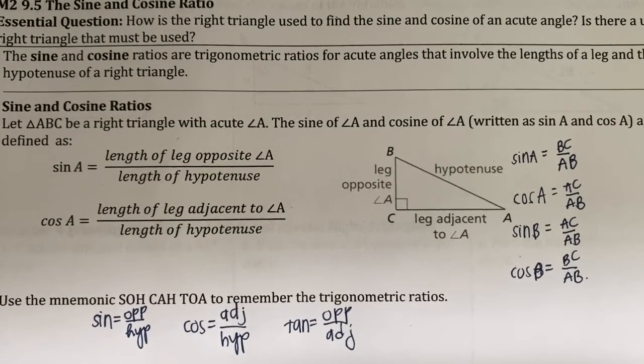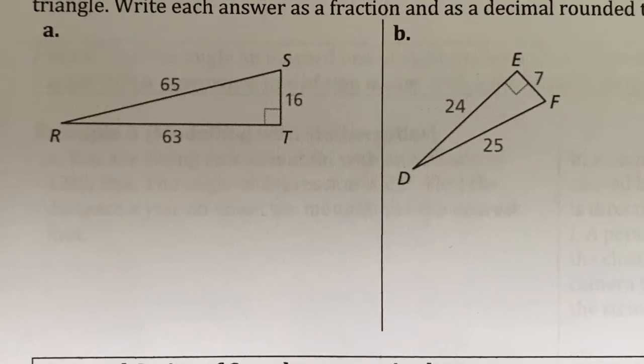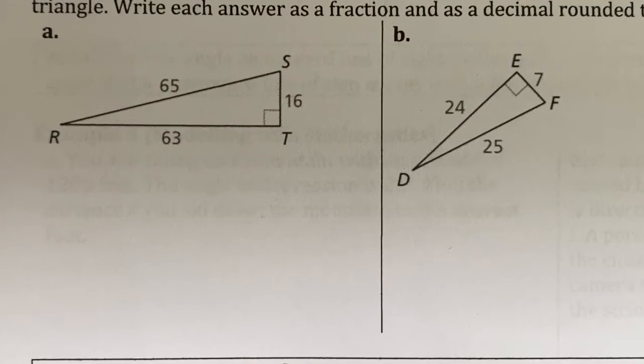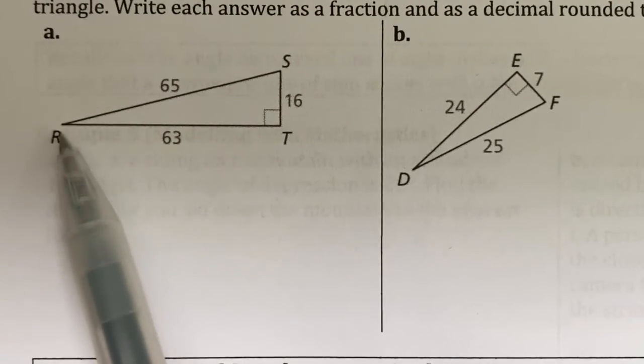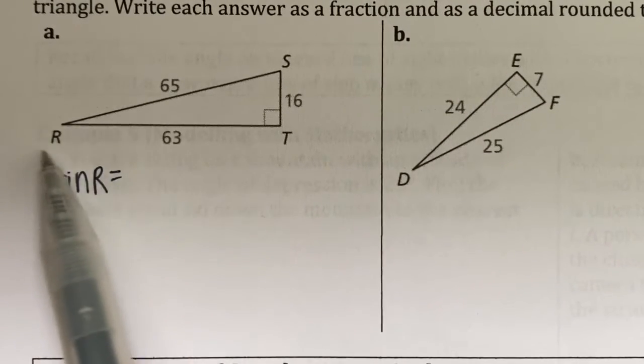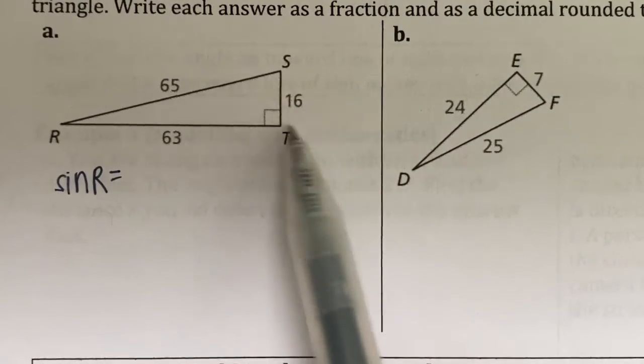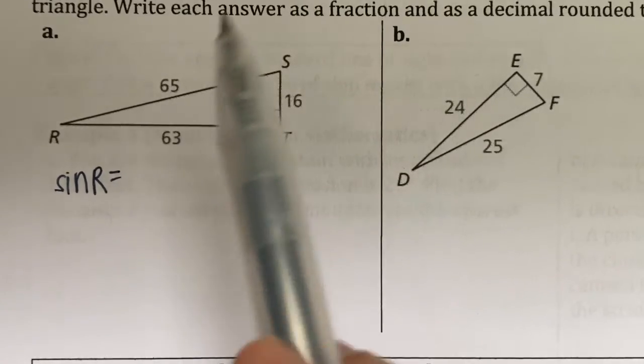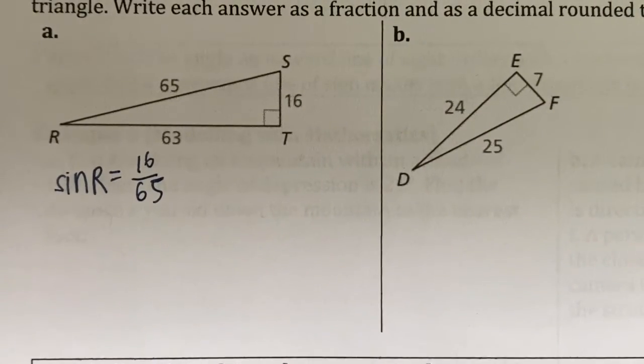Now we're going to find the sine and cosine ratios for some right triangles. In example 1, we are going to find the sine and cosine ratios for the acute angles of the right triangle. We're going to write each answer as a fraction and then as a decimal rounded to 4 places. I'm just going to start off with angle R, so let's find the sine of angle R. Sine is opposite over hypotenuse, so the side that's opposite angle R is ST, which has a measurement of 16, and the hypotenuse is 65. This gives us 16 over 65.